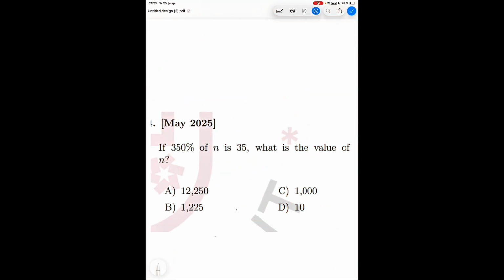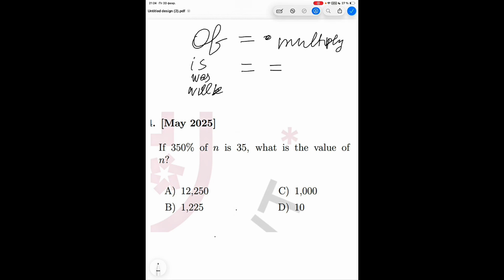In word problems, "of" means multiplication. I'm going to just write multiplication, and "is," "was," or "will be" all just mean equal to something. If I see the word "of," it means multiplication, and if I see the word "is," it means equal to.